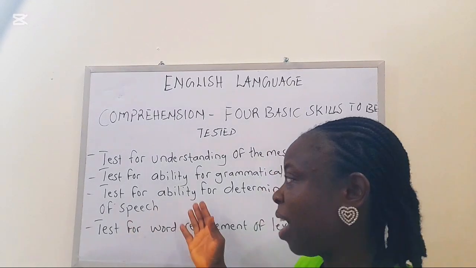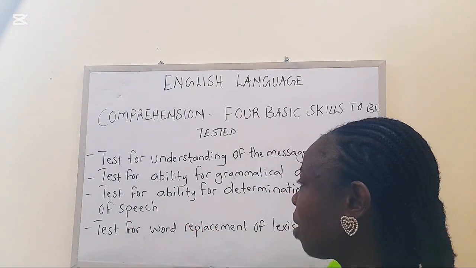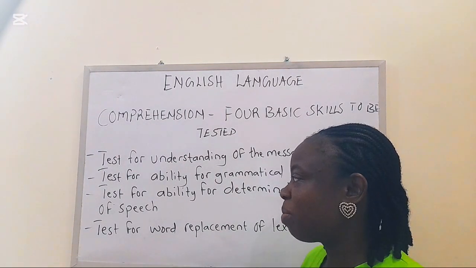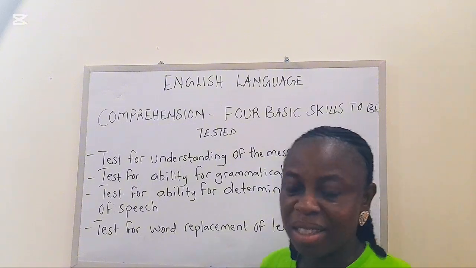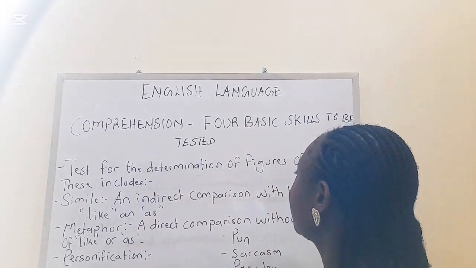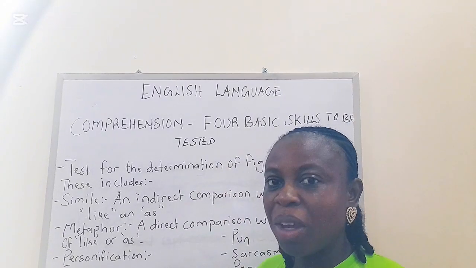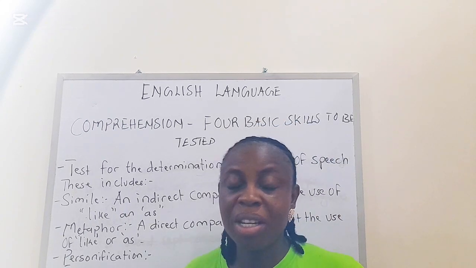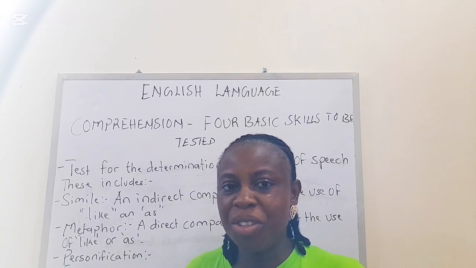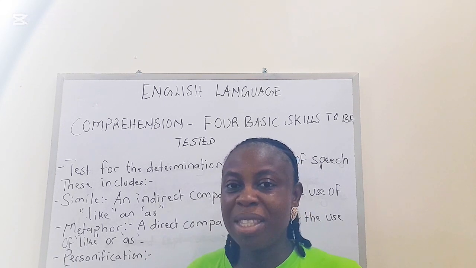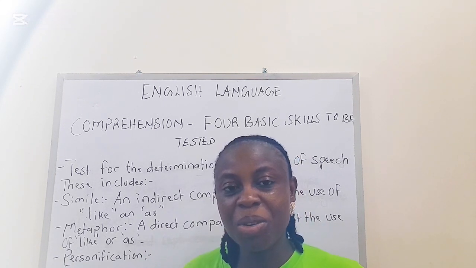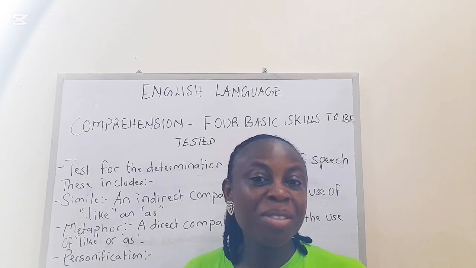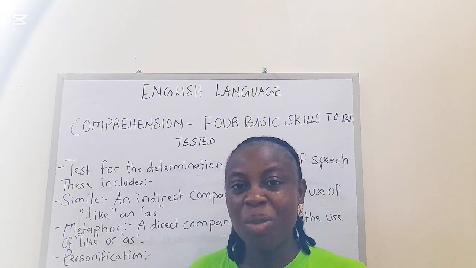Now we are going to be looking at the last two, which are the test for ability for determination of figures of speech and the test for word replacement of Lexis. The third skill that will be tested is the test for the determination of figures of speech. What are figures of speech? They are words we use to create a mental image when speaking or writing. Sometimes they are called figurative expressions. They add beauty, color, and even intended meaning to the words that we speak.